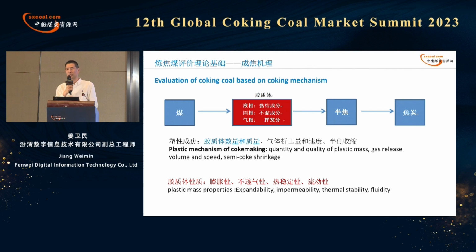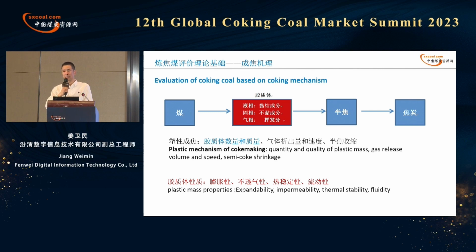So how does the coal get converted into coking coal? We have to use this plastic mechanism of coke making. Basically, at the very beginning, it's the quality of plastic mass, and then gas release, and then a semi-coke shrinkage. You have to allow it to vaporize, and the volatile matter is very important, and then the amount of shrinkage is also very important, because these are the three very key processes.